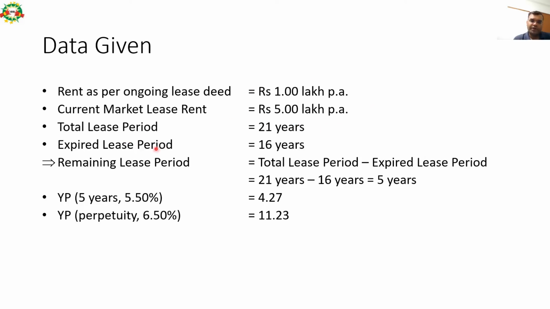Total lease period is 21 years. Expired lease period is 16 years. That means the remaining lease period is total lease period minus expired lease period, which is 21 years minus 16 years, equal to 5 years. The property is going to generate income of 1 lakh rupees per annum for the next 5 years. After expiry of the remaining lease period of the current lease, the property will generate 5 lakh rupees per annum. Year purchase for 5 years at 5.5% is 4.27, and year purchase in perpetuity at 6.5% is 11.23, as given in the question.